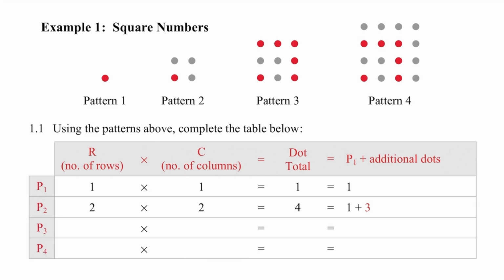We're going to be counting the dots to see where the pattern comes from. So if we look at pattern 1, we have 1 dot. If we look at pattern 2, we have 1 dot and we add 3. When we get to pattern 3, it starts becoming slightly more hectic.